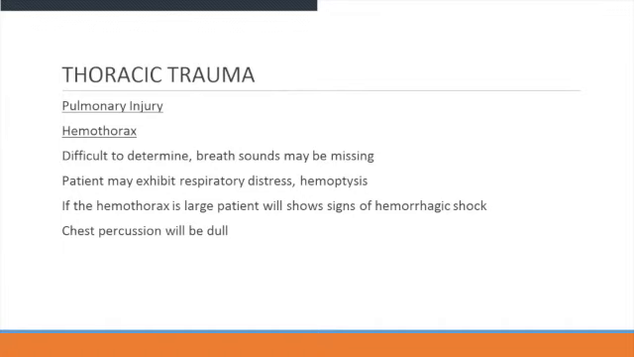A hemothorax is difficult to determine. Breath sounds may be missing. Patients may exhibit respiratory distress, hemoptysis. If the hemothorax is large, the patient will show signs of hemorrhagic shock. Chest percussion will be a dull sound.